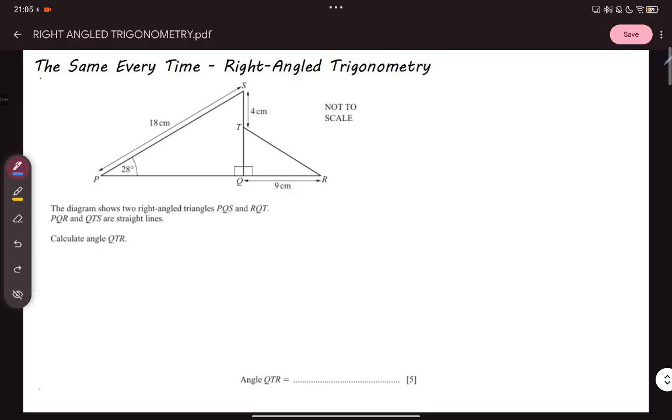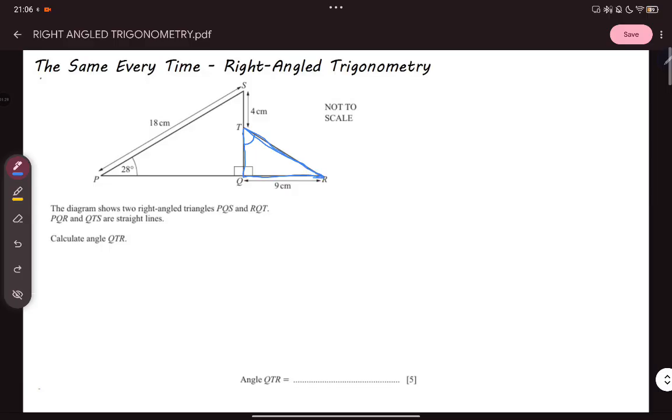So the diagram shows 2 right-angled triangles, PQS, so P to Q to S, that's the triangle on the left-hand side. RQT is the triangle on the right-hand side. And they don't tell us a lot. They just say calculate the angle QTR. So going from Q to T to R, the angle they want us to find is that angle just there. So try to find the right angle triangle. There it is. That's the right angle triangle that we would have to use.